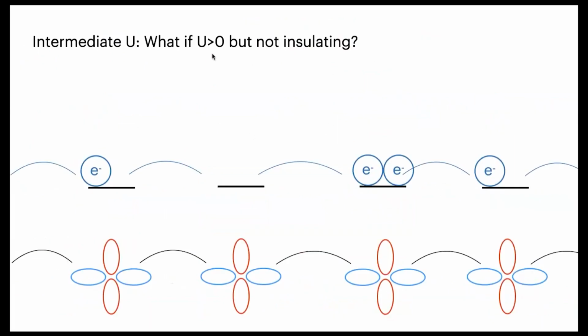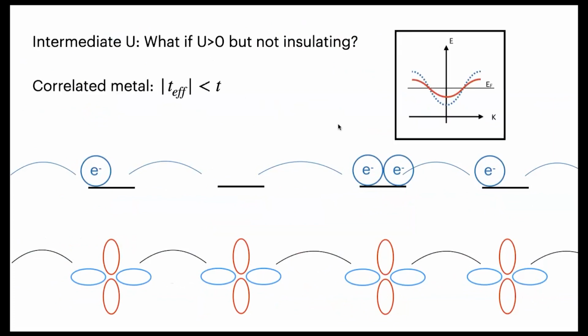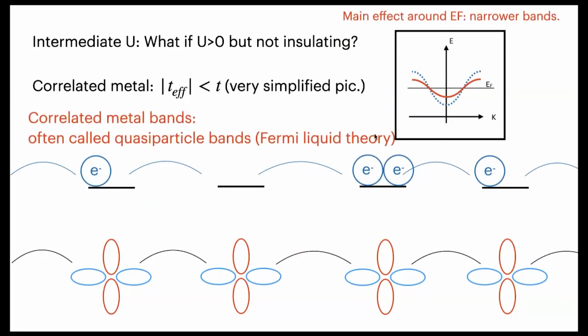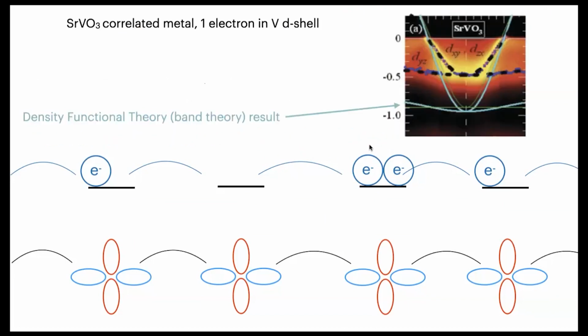But what if you have a U that is non-zero, but your material isn't insulating? This is where you start having things like correlated metals, right? So you have a band narrowing. One way to think about this is that the electron correlations make it harder for the electrons to hop. So you can think then of an effective hopping lower than the initial one. This is a very simplified picture. A slightly more complicated picture is that of quasi-particle bands, which comes from Fermi liquid theory.